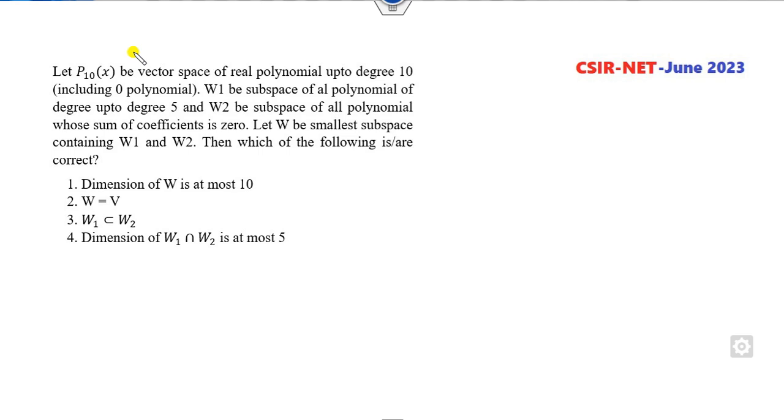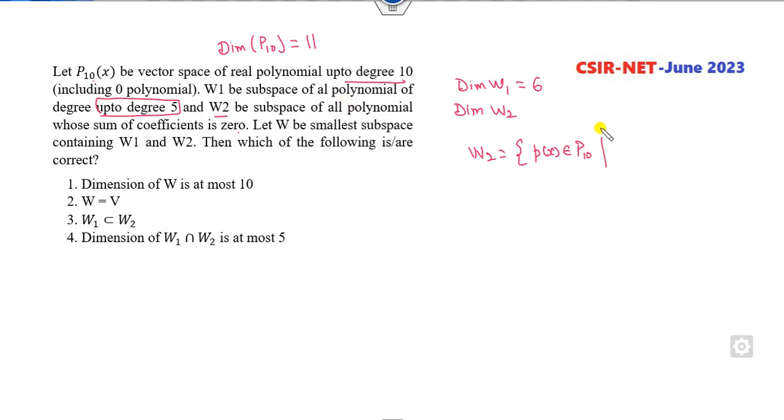Okay, look at this next one. P10 is a vector space of degree 10. So what is the dimension of P10? 11. W1 is a subspace of all the polynomials up to degree 5. So what is the dimension of W1? 6. W2 is the subspace of all those polynomials from P10 such that the coefficient is 0.